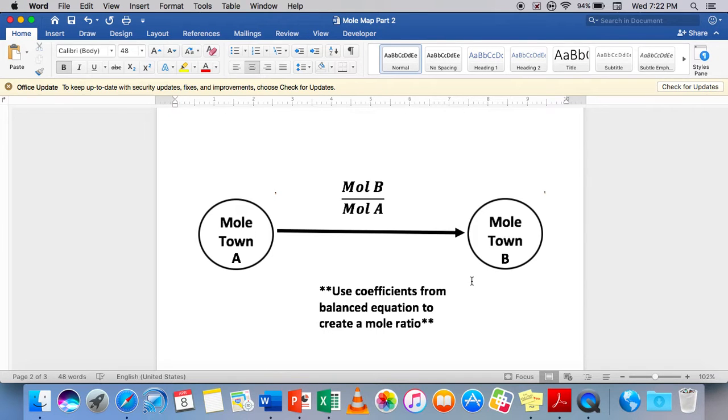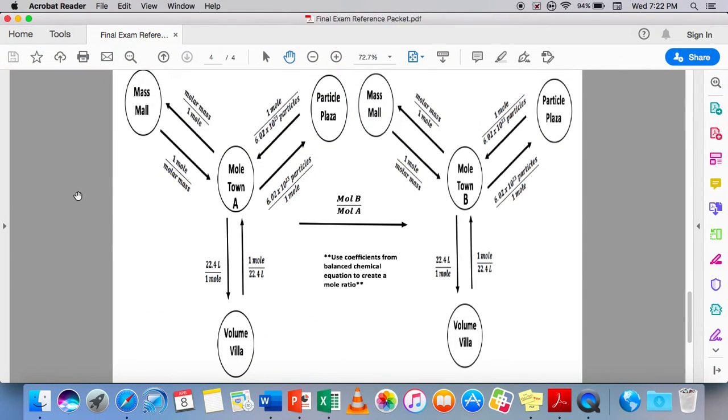What your overall mole map will look like is this. So you have Mole Town A on the left, you have Mole Town B on the right, and then you have this mole ratio connecting the two mole towns. So up until this point, we were only dealing with the left-hand side. We can convert, like I said, between moles and mass using the molar mass conversion. We could convert between moles and particles using Avogadro's number. And then we could convert between moles and volume using that 22.4 liters.